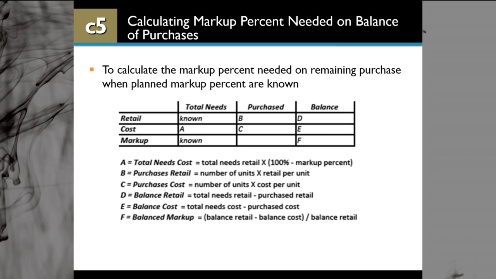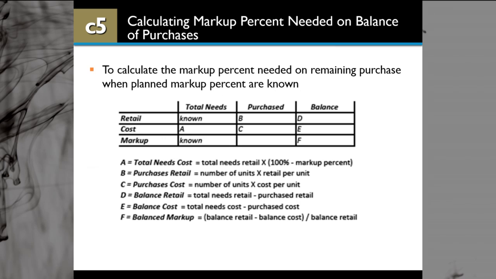And then you can calculate the balance if you have all these numbers. So D is going to be balance retail, and you can calculate it as total needs at retail minus purchases at retail. And E is going to be balance cost, and that will be total needs at cost minus your purchases at cost. And if you calculate this, then you can get your balance markup, which is going to be your balance retail minus balance cost, divided by your balance retail.